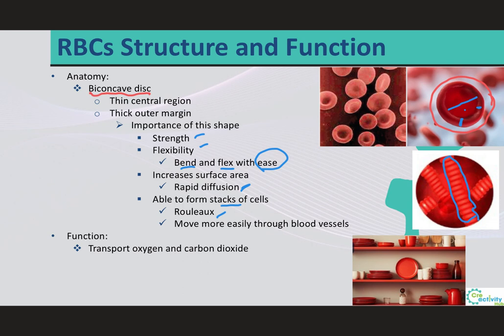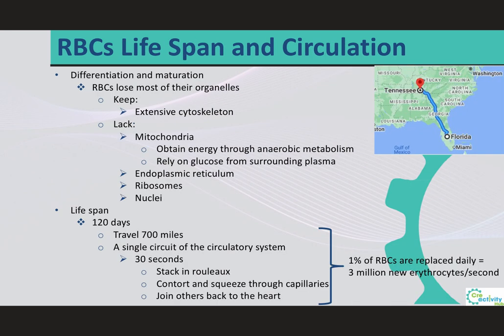So here is basically the same concept of the rouleau, to try to get as many red blood cells passing through the tiny capillaries. During their differentiation and maturation, red blood cells will lose most of their organelles. They basically just retain an extensive cytoskeleton, and as a result of this, the circulating red blood cells will lack, for example, mitochondria, endoplasmic reticulum, ribosomes, and nuclei.